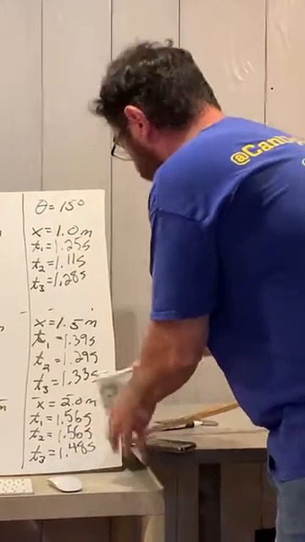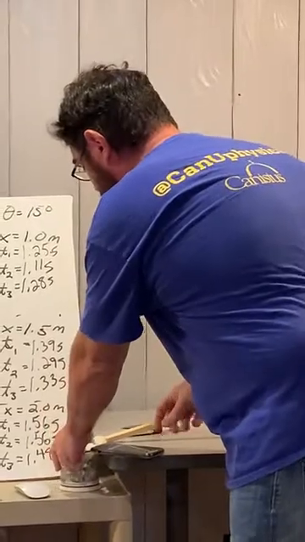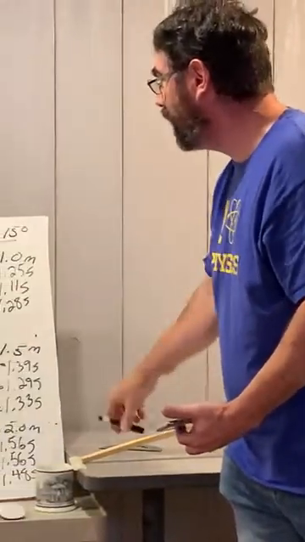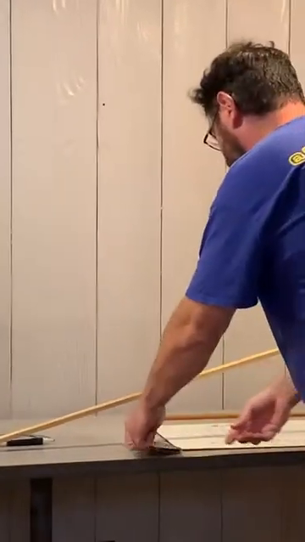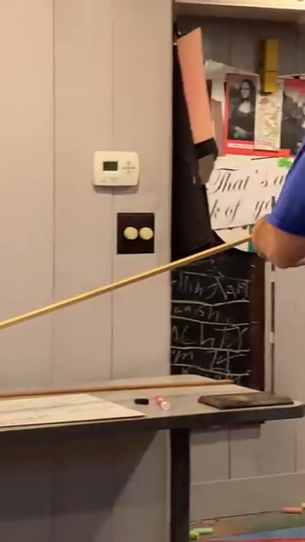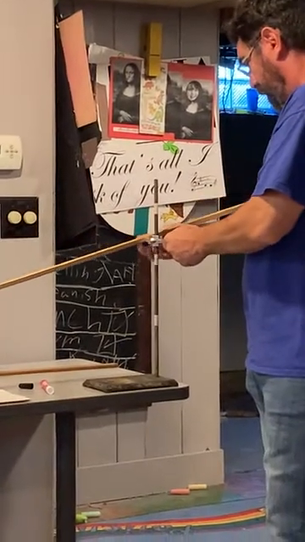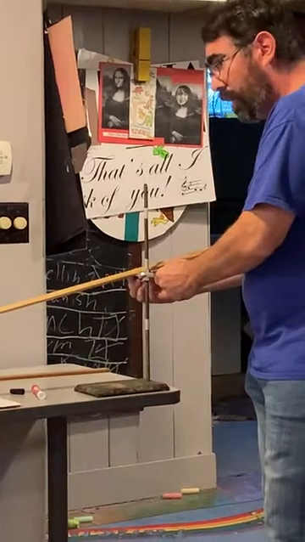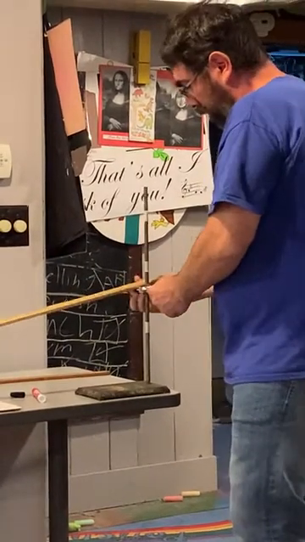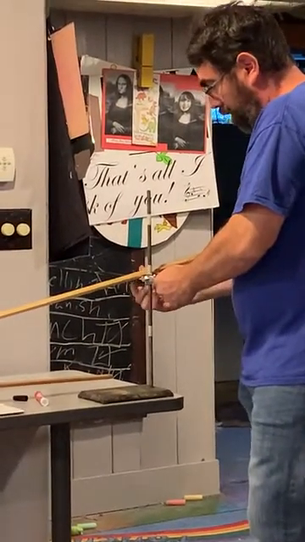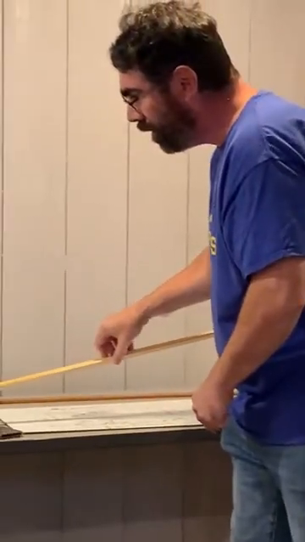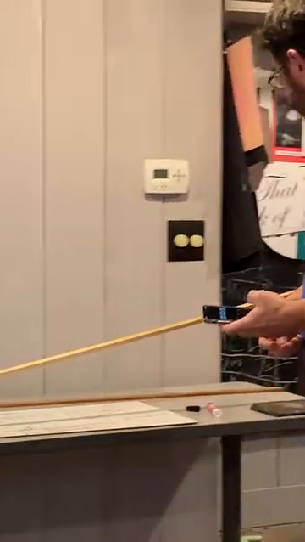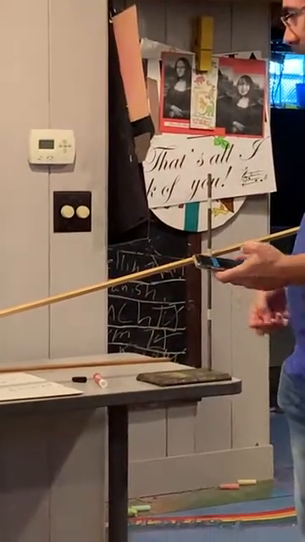Okay, so now what I'm going to do is I'm going to change the angle. So that was at 15 degrees. And now I'm going to change the angle to 10 degrees. So let me lower this down. There we go. Let me set this up. Okay. So now let's do 10 degrees at 1 meter.